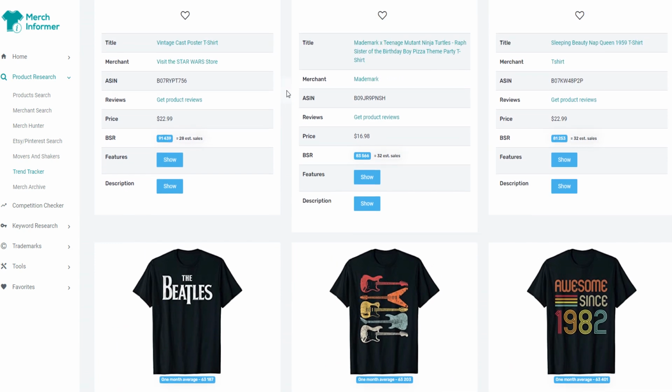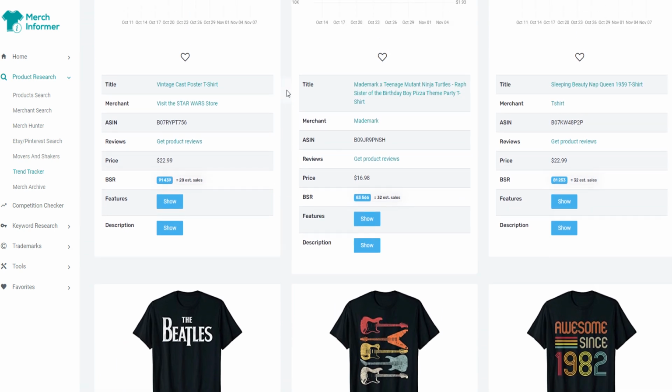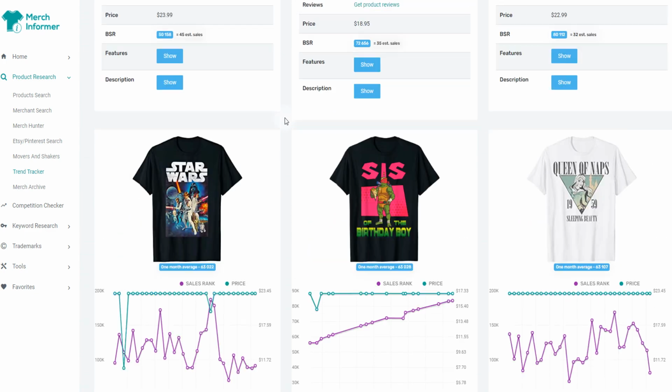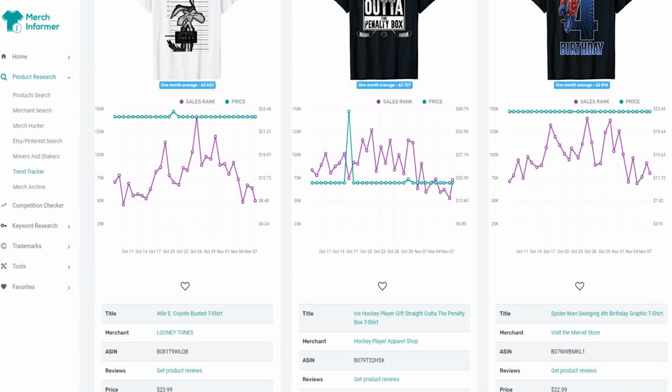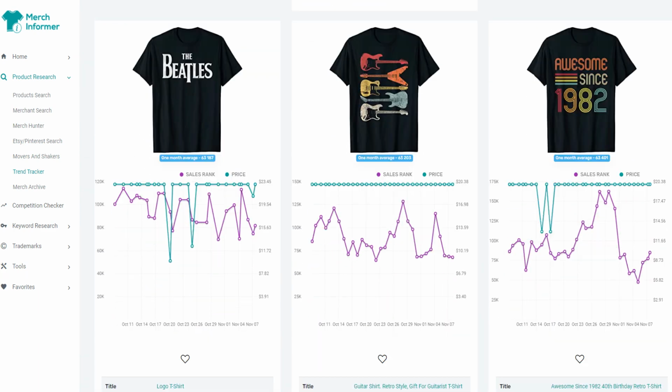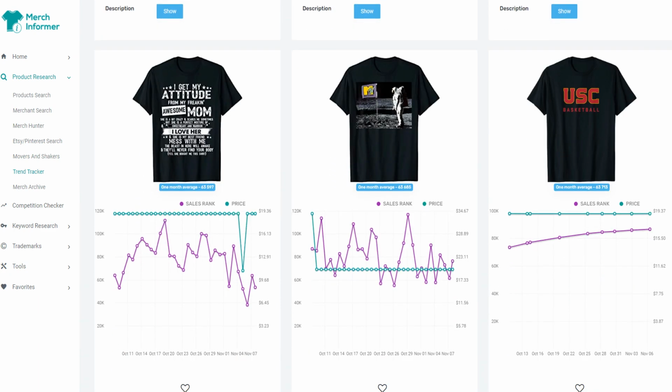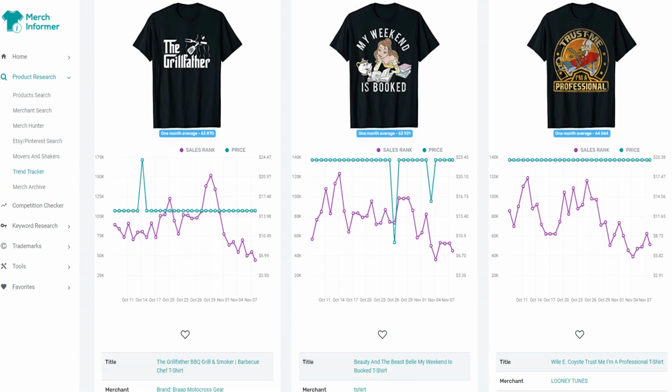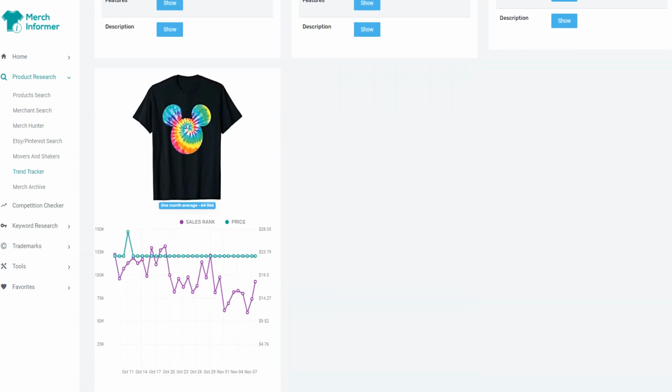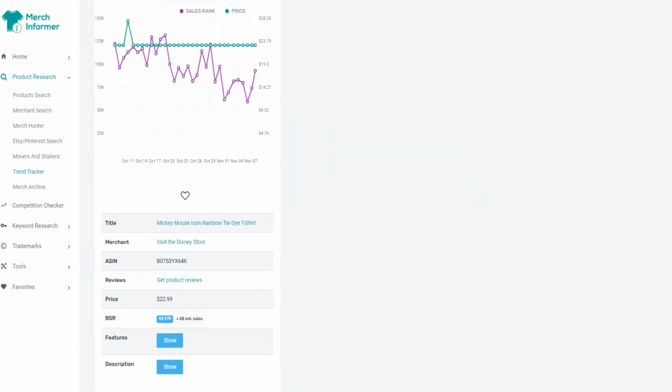If we look at this, this is a different tool. This is the trend tracker. This is not the movers and shakers, so this kind of uses different information. I just wanted to pop this up, not because I'm going to use anything from here, but to show people who ask me what this platform, Merch Informer, has.